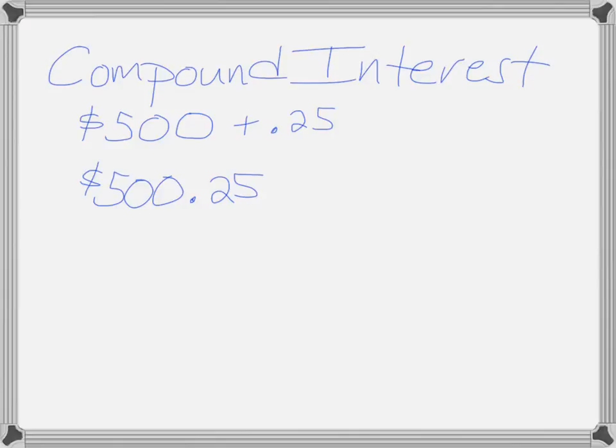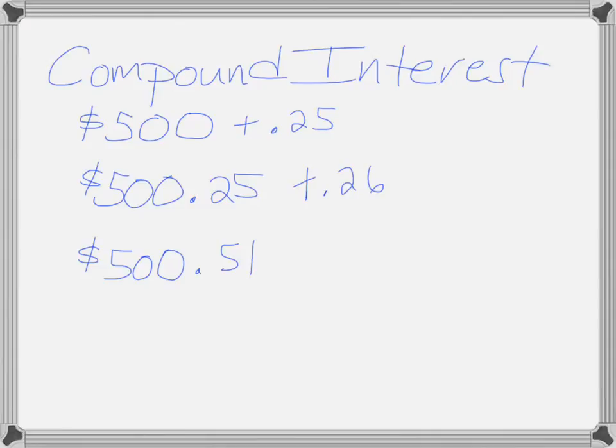So the next time they go to figure my interest, they use my new larger amount, which means I get just a little bit more interest. Maybe this time I get 26 cents. And when I add that on, now I have an even larger amount for the next time interest is figured. And so I'll get just a little bit more interest. And so it compounds over time.